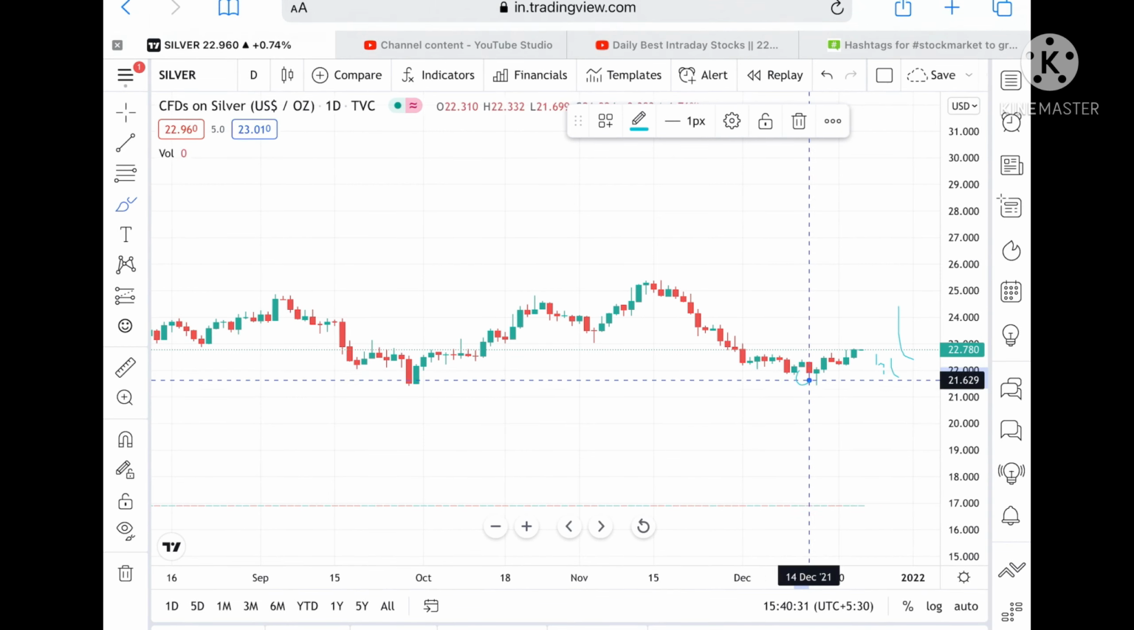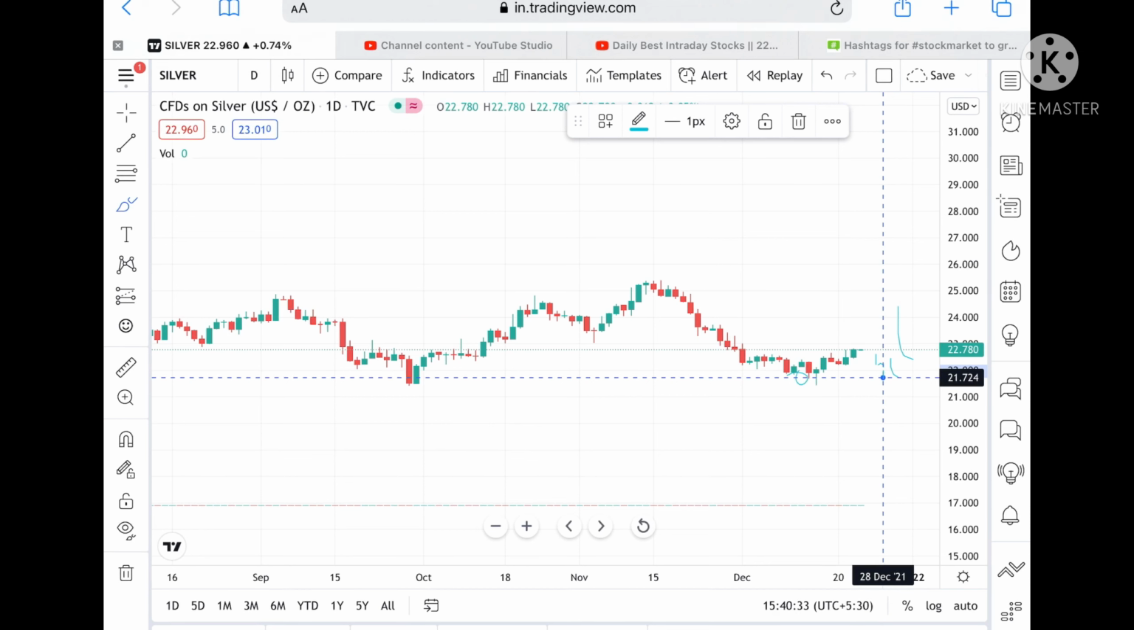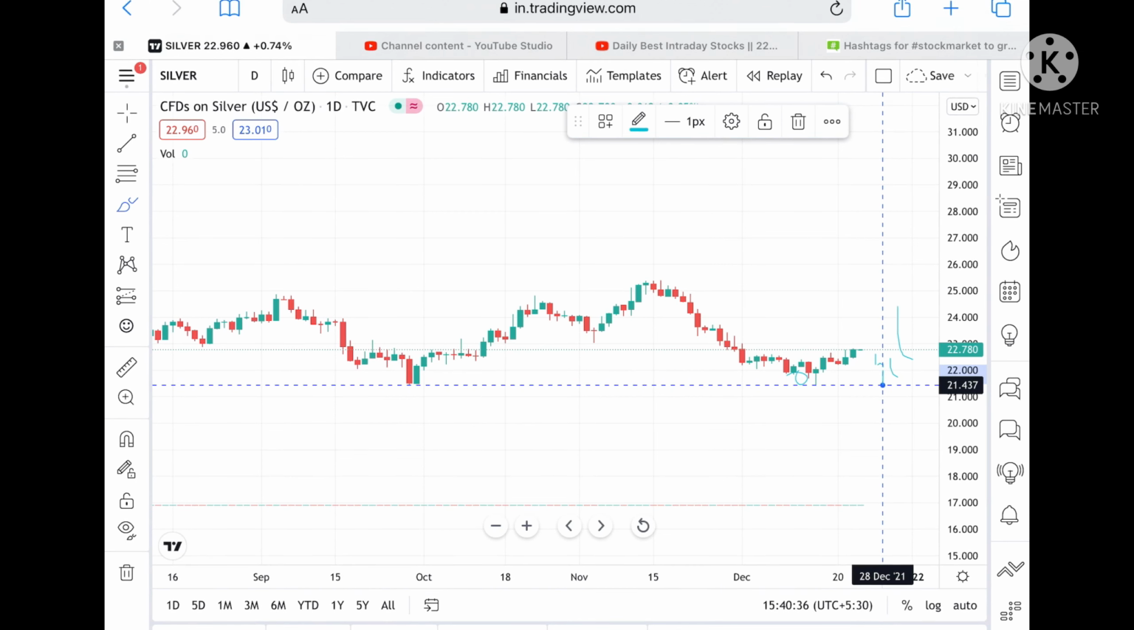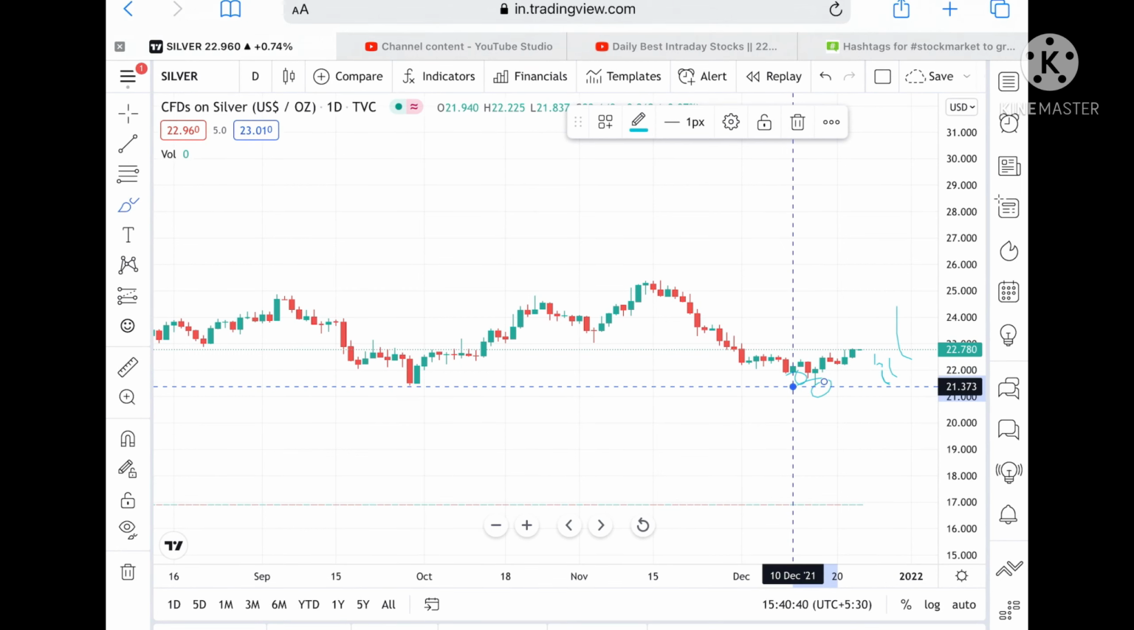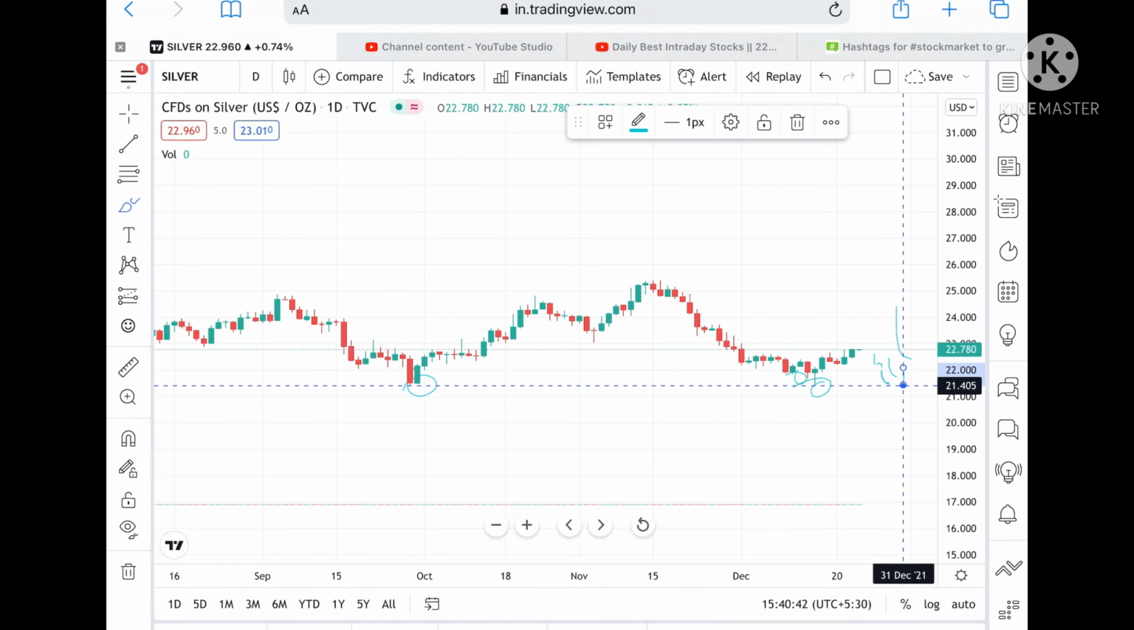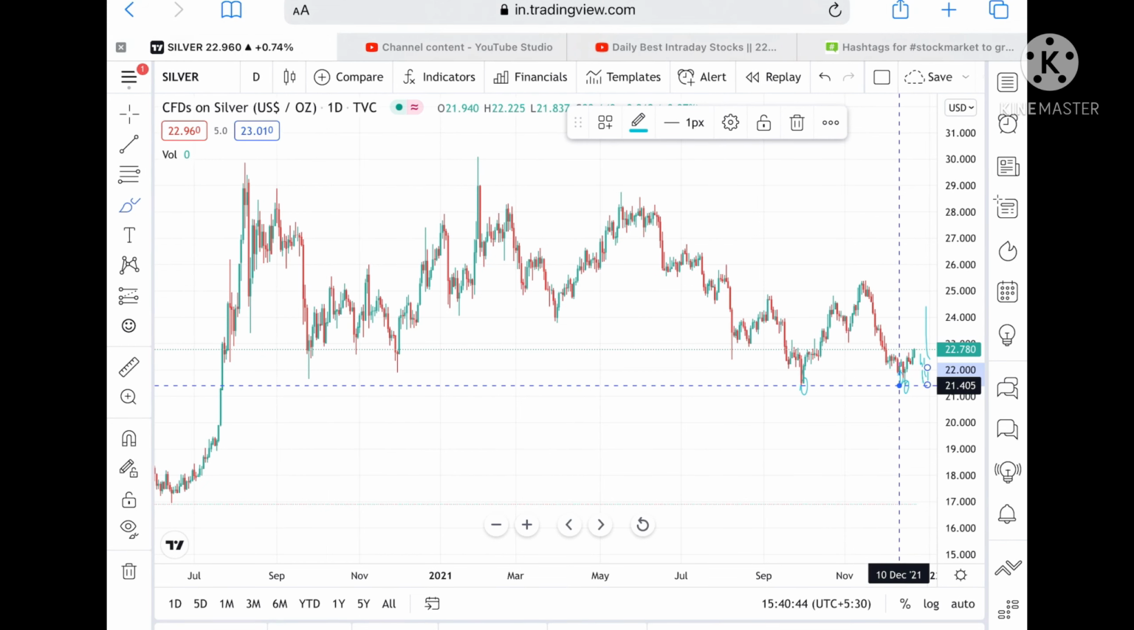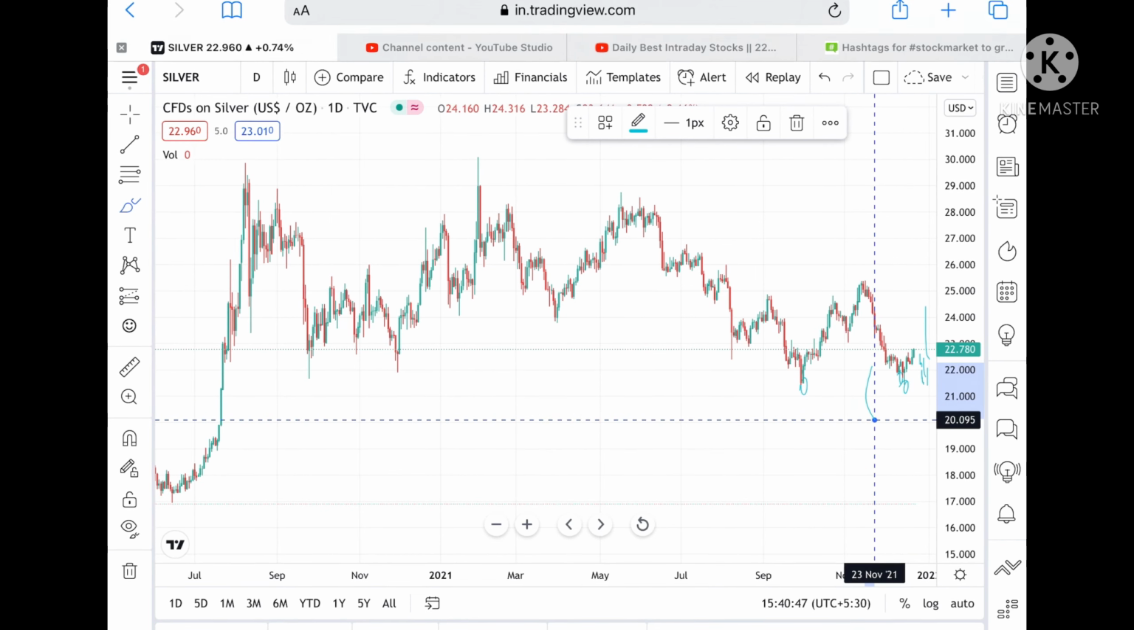This support has not been tested here, so chances are high it can go further low to a level of 21.469. This level is already tested here twice, so chances will be very high it can go further low and touch a level of 20.095. So keep this in mind.